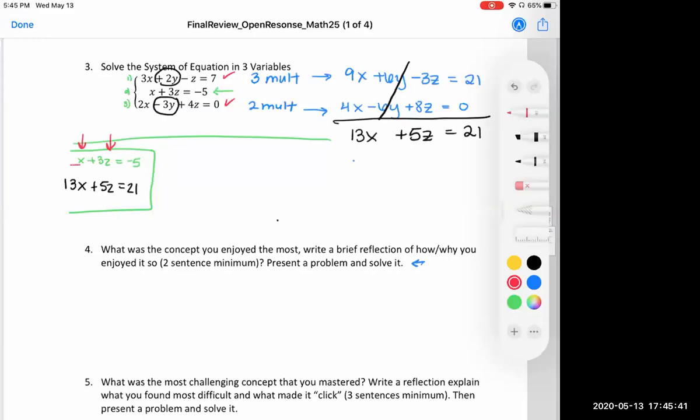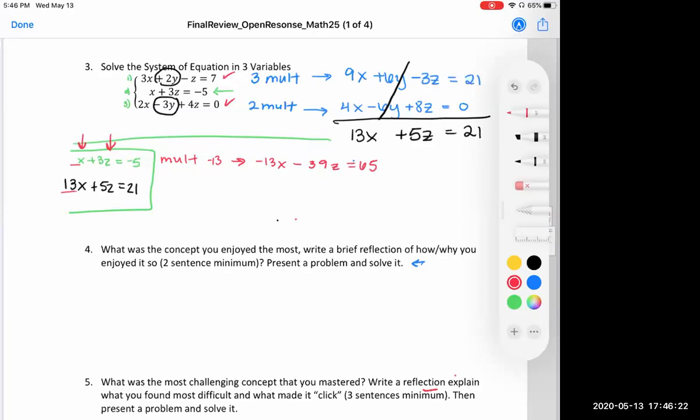All right, I want to get a variable to add to make 0. I see this one's alone, and I have a 13 right below it. So if I multiply it by -13, that'll make it so my x's add to make 0. So let's go ahead and do that. x times -13 gets -13x. 3 times -13, we get -39z is equal to -5 times 13. You get 65.